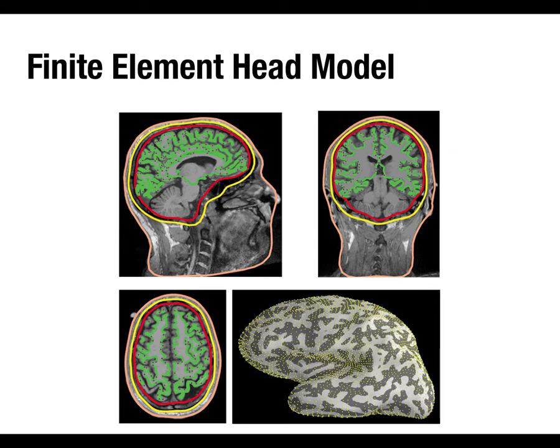But we can do a couple of different types of modeling of the head. The finite element model is one where you're modeling the surface of each tissue. And so what you're seeing here is different colors. If I get this right, I think the yellow is the skull, the red is the CSF, the green is the actual cortical surface, and then the dots are points on that cortical surface.